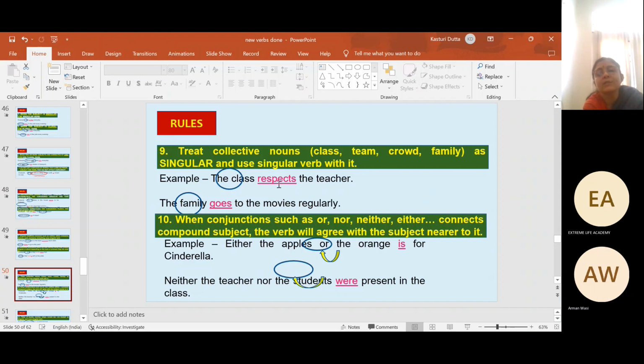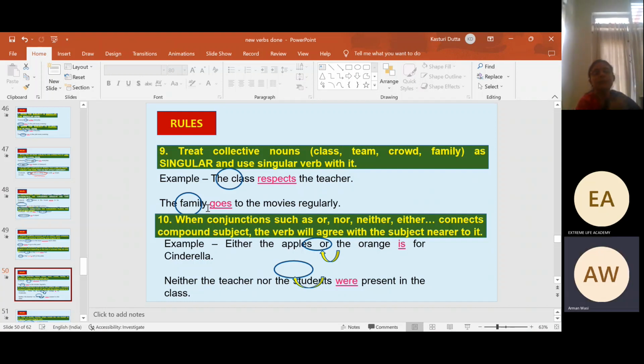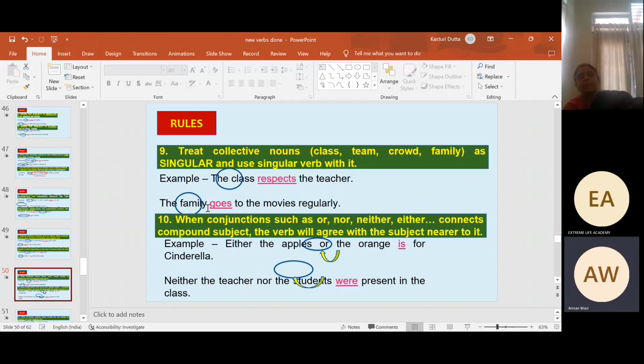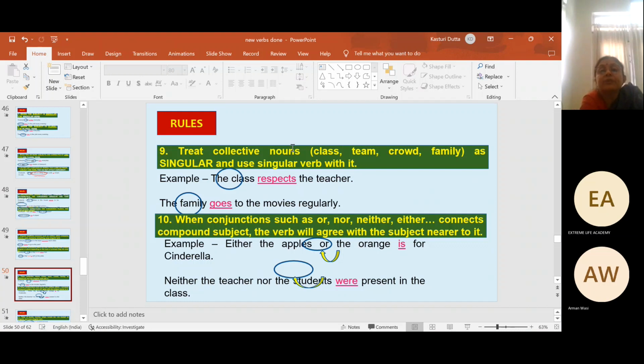See, the class respects the teacher. Class means what? Class of students? Collective noun? Yes. So not "class respect the teacher", but "class respects the teacher". Like the boys play the same thing. The family. Family means a collection of people, I mean members. The family goes to the movies regularly. Family is a collective noun.